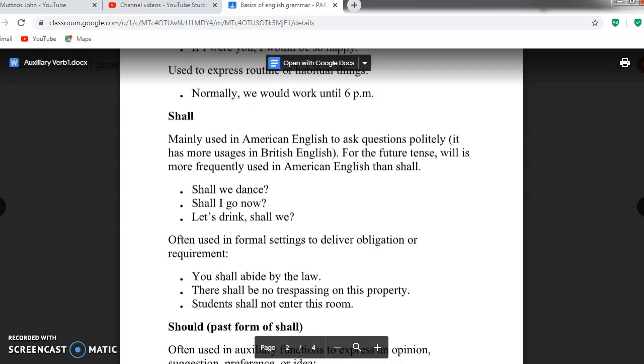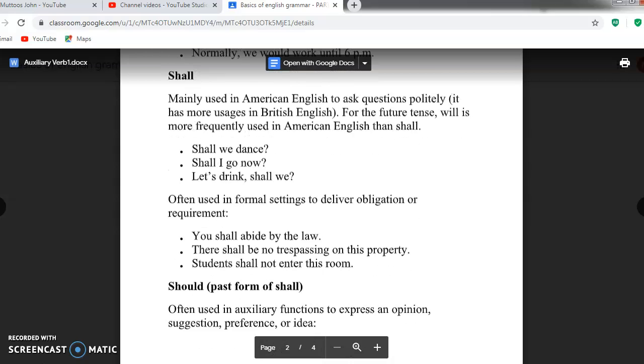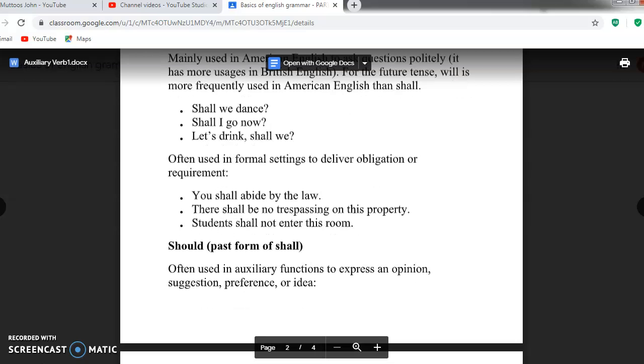Mainly used in American English to ask questions politely. For example, shall we dance? Shall I go? It is also used in formal settings to deliver obligation or requirement. You shall abide by the law.